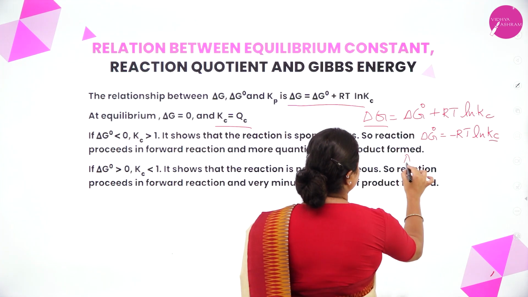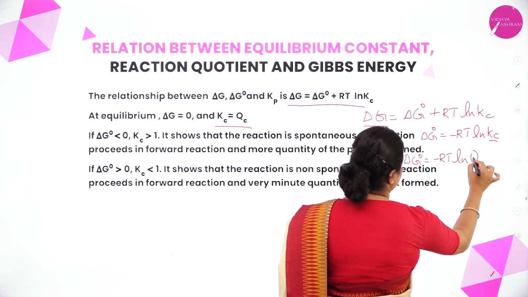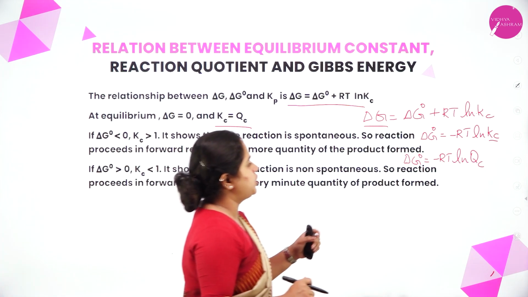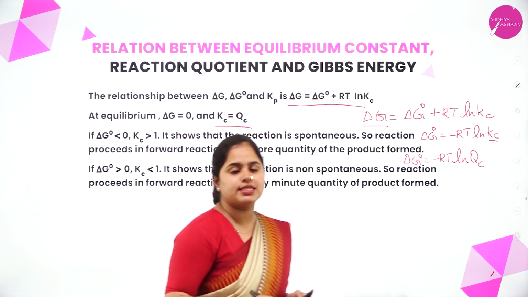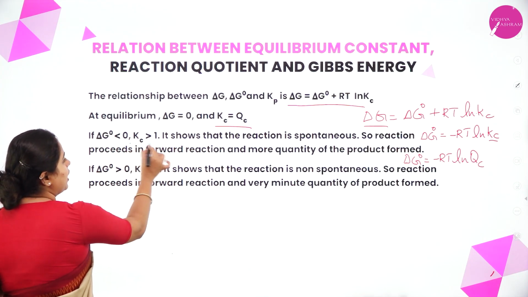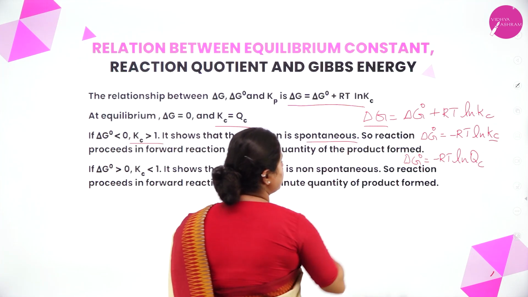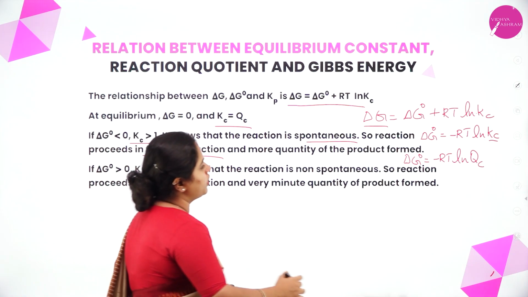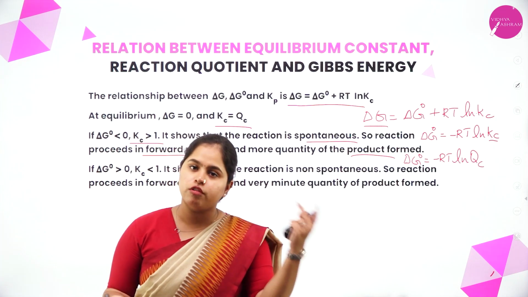So how can I write the equation? Delta G naught will be equal to minus RT ln Qc. Instead of Kc, I can write Qc. So this is the relationship between delta G naught and Qc. Now, if delta G naught is less than 0, the Kc value will be greater than 1. It shows that the reaction is spontaneous, that is, the reaction will take place. The reaction proceeds in the forward direction and more product is formed.